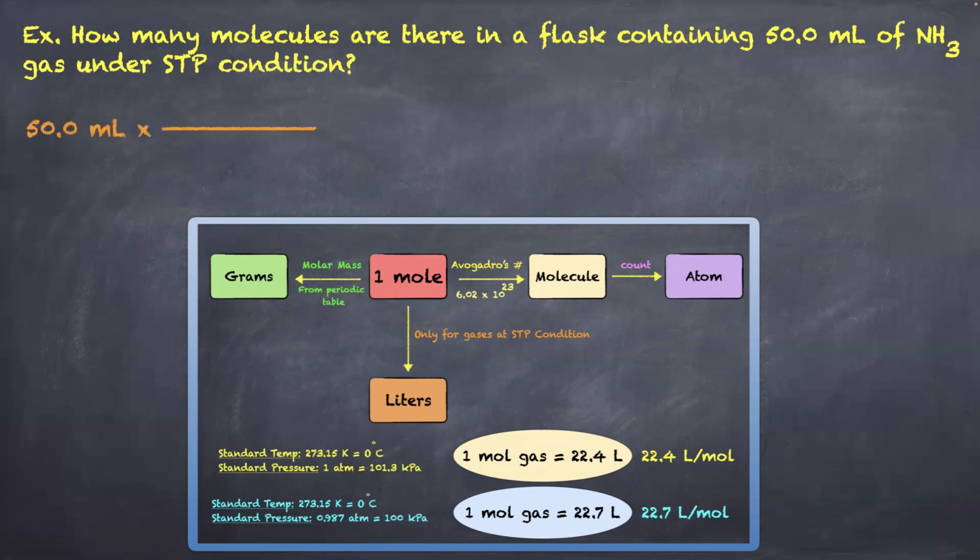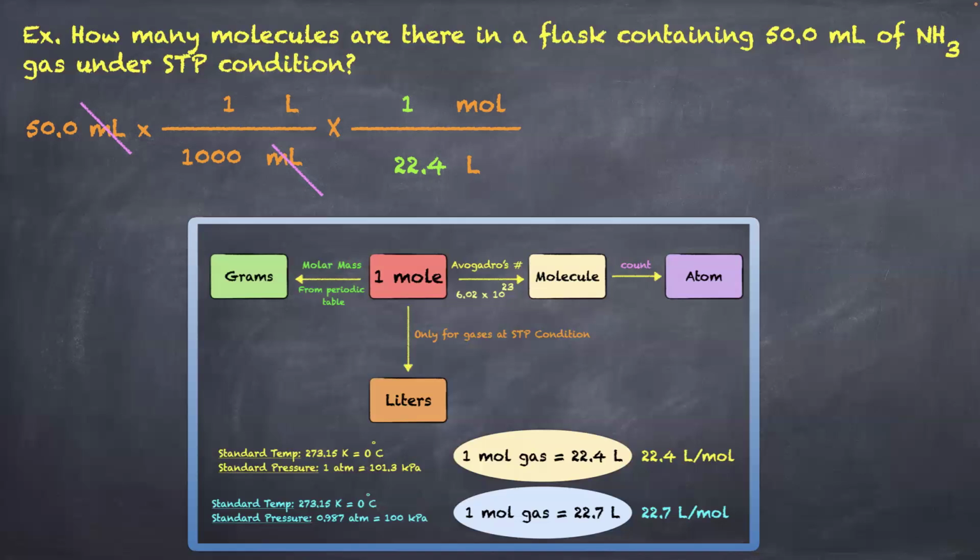So we start with what the question has given us, 50 milliliters. Next step, we have to convert milliliters to liters. So milliliters can cancel out. Then the next step for us is to go from liters to moles. So liters has to go at the bottom, moles at the top. And then using the molar volume of gas under STP, we know for every 1 mole of gas is 22.4 liters. So as I said, for most of my videos, I'm going to be using 22.4 liters for the molar volume under STP condition.